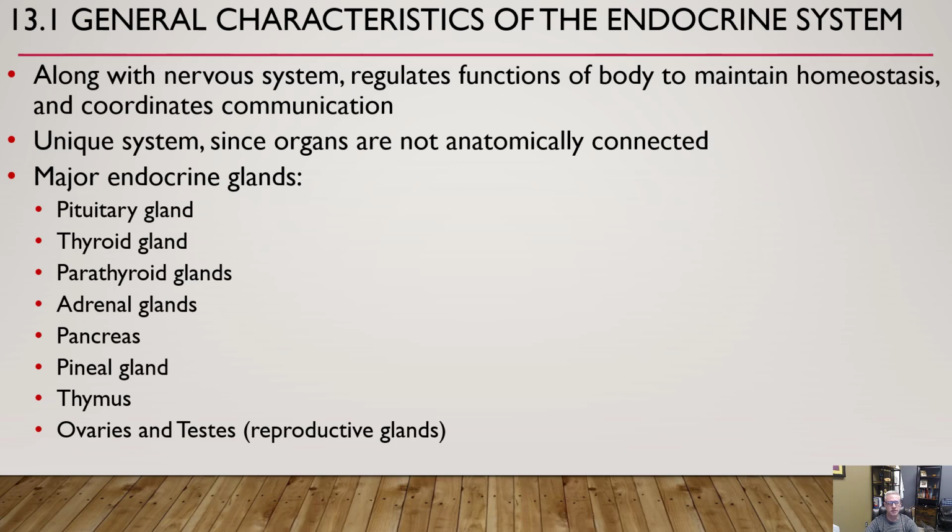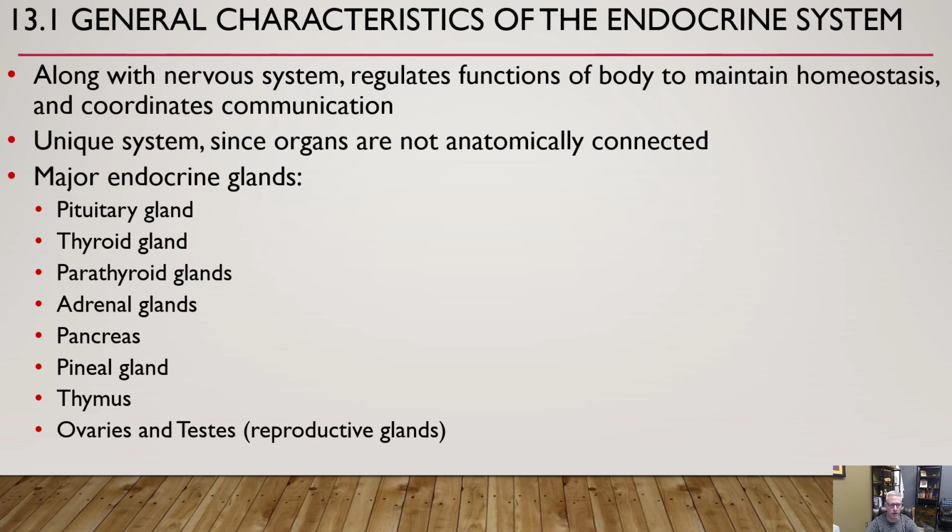It is a unique system in that not all the organs are connected anatomically. Usually, like with the cardiovascular system, the heart and the blood vessels are connected together. The nervous system is connected together. The respiratory system, it's all connected together. With the endocrine system, all the organs are spread out. You have your adrenal glands that sit on top of your kidneys, and your pancreas is underneath your left rib cage.